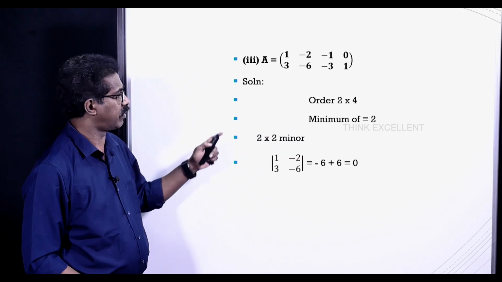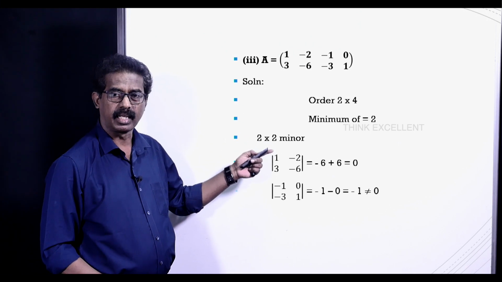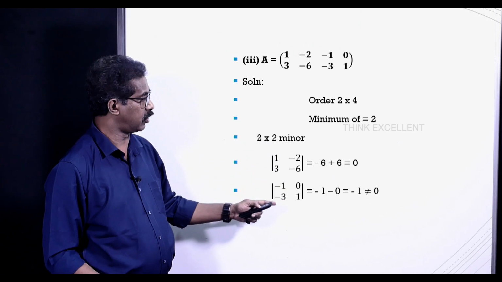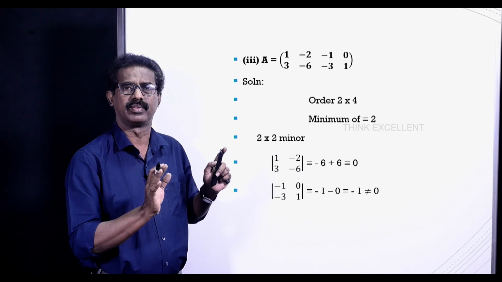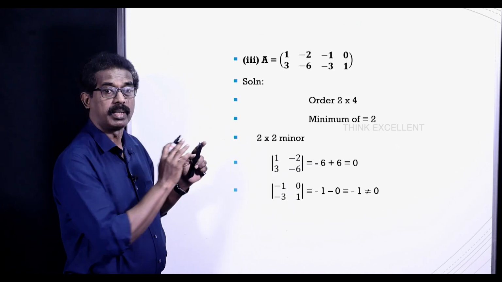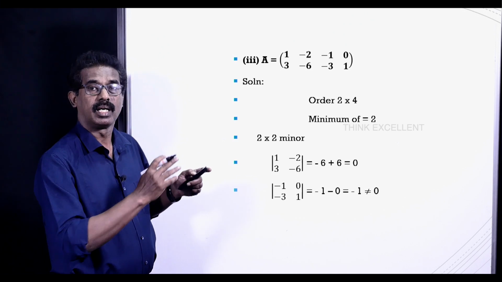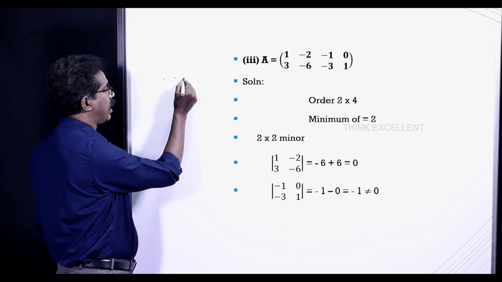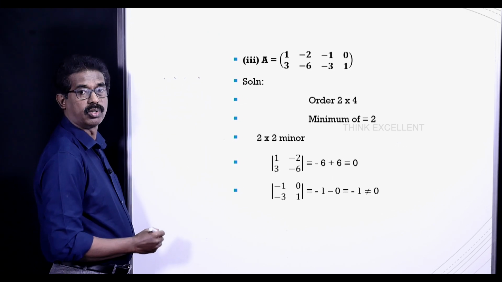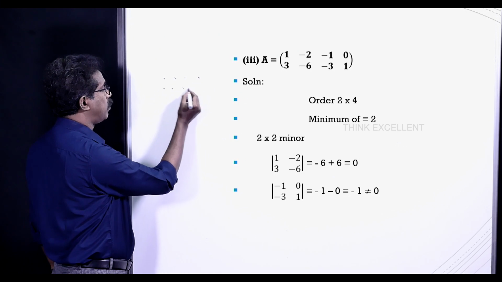2 by 2 minor, take the first 2 by 2, you are getting 0. Another one we take which is not equal to 0. If you are able to identify one which is not equal to 0, that alone you write, that's enough. But if it is a 3 by 3 or 3 by 4, something like this, if they give a matrix like this, 3 rows but 4 columns.